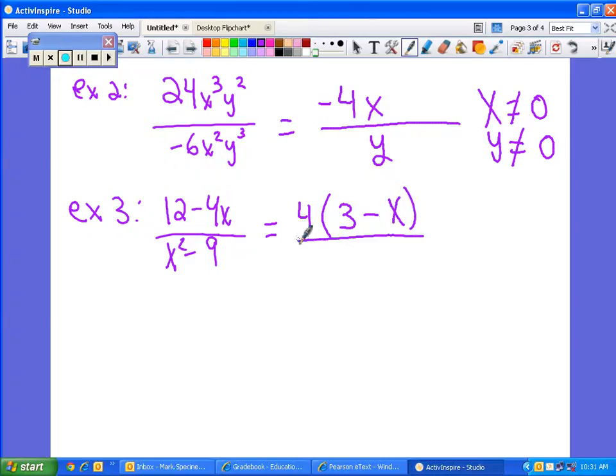Now, does anybody recognize what that is? This is a special kind of binomial. What do you notice about the first term and the last term? It's not a trinomial because there's only 2 terms. So it's a binomial. It's the difference of 2 perfect squares. Who remembers how to factor the difference of 2 perfect squares?